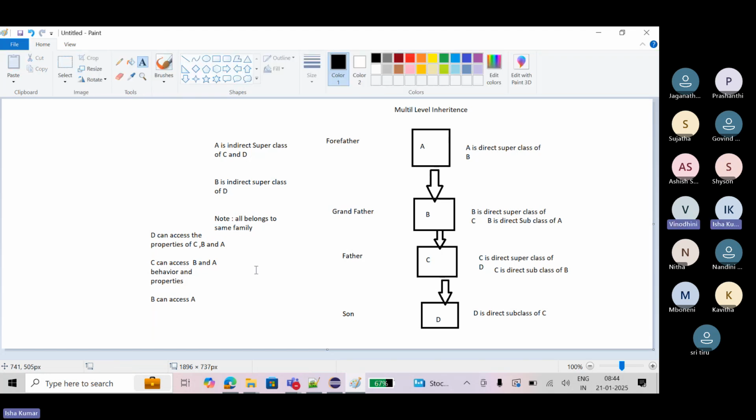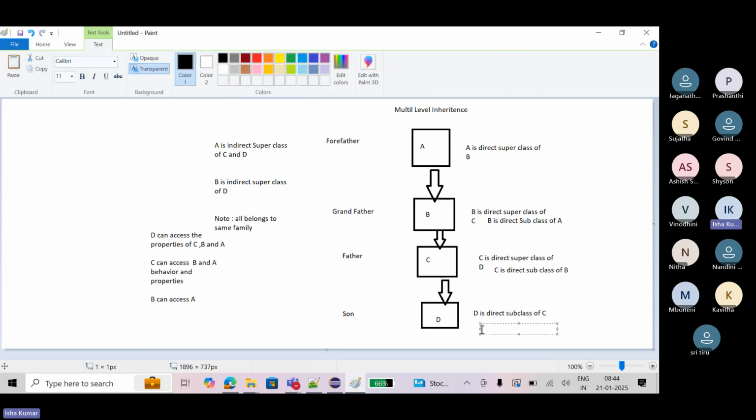Now, how will you represent this? How can you write this? Very easy. You should take the latest child. So class D extends C, and class C extends B, and B and A.